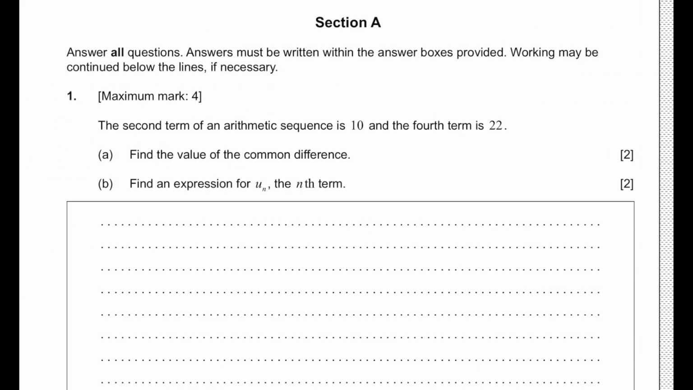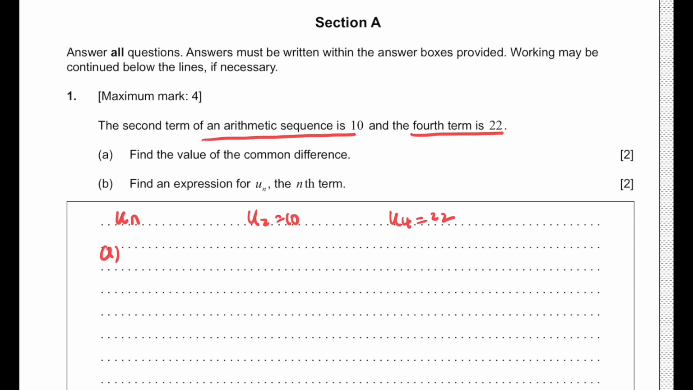So section A, question number 1, it says that the second term of an arithmetic sequence is 10 and the fourth term is 22. If we say that this sequence uses the letter U, or we can also say that these sequences can be represented with the term Un, then our second term U2 is equal to 10, and our fourth term U4 is equal to 22. Then question A, we need to find the value of the common difference.